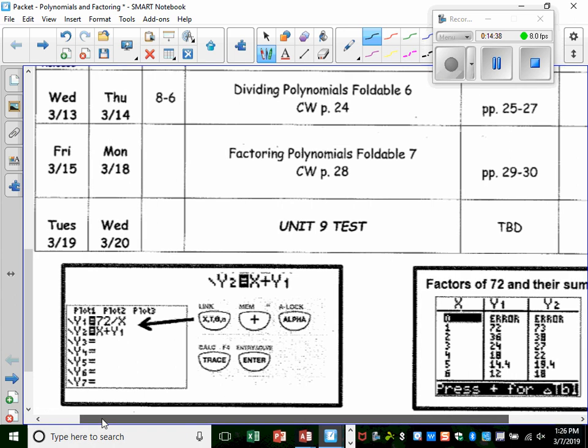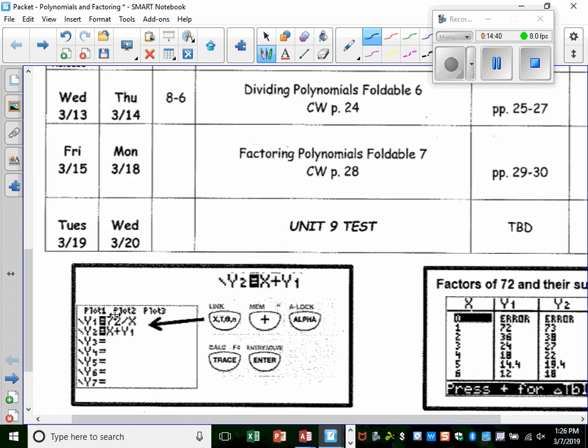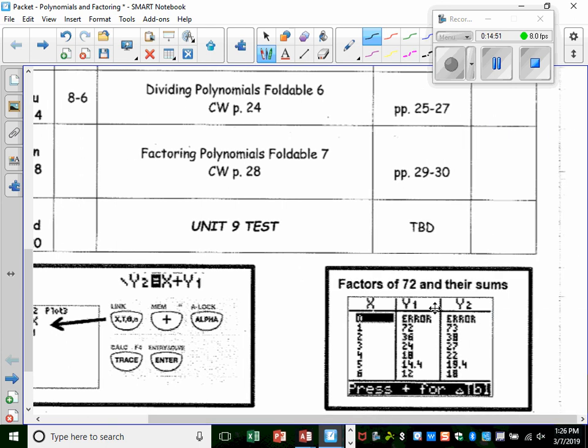Okay, so again, let me just go over it one more time. This number is your AC number divided by x. Then you hit x plus alpha trace enter. And now when you go to the table, this column right here is your middle term, and it'll give you what the two factors are. You can't get any easier than that. Okay, so let's do one like that.